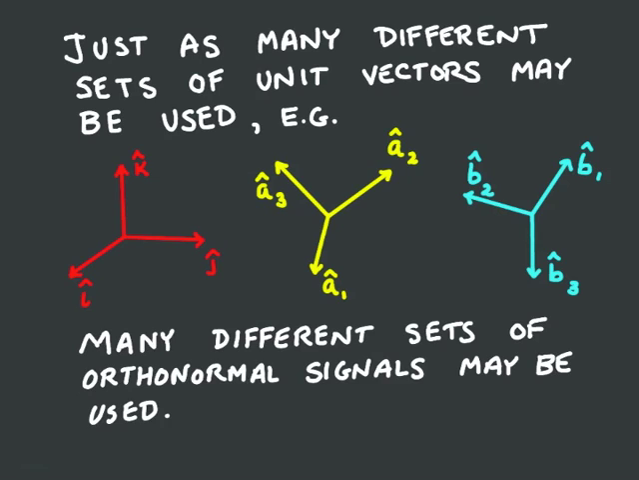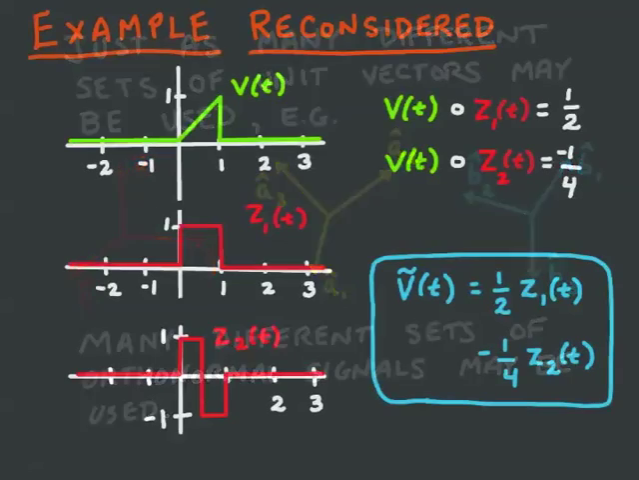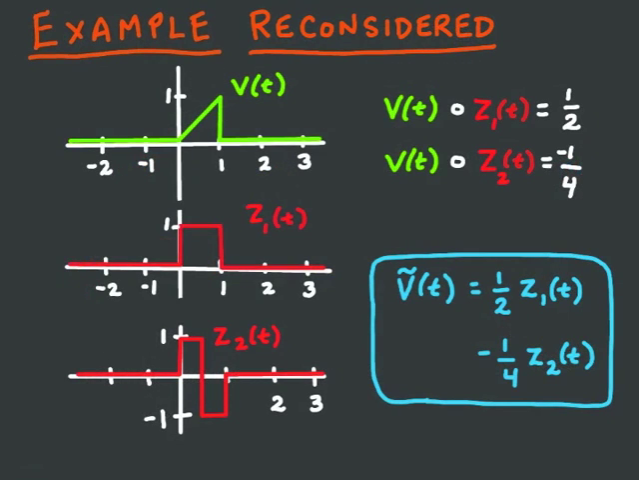Now the w1 and w2 that we chose in this example were completely arbitrary. We could have chosen another set of orthonormal basis vectors. Just as we may use many different sets of unit vectors for space, we may use many different sets of orthonormal signals for the approximation of signals. So let's do our example with a different set of basis vectors. We're going to use z1 and z2, shown here at the bottom of the page.